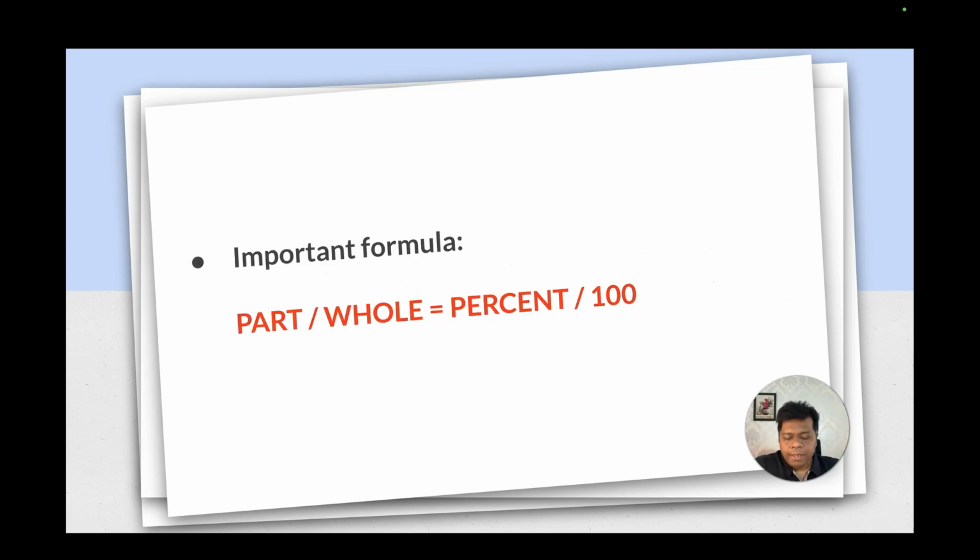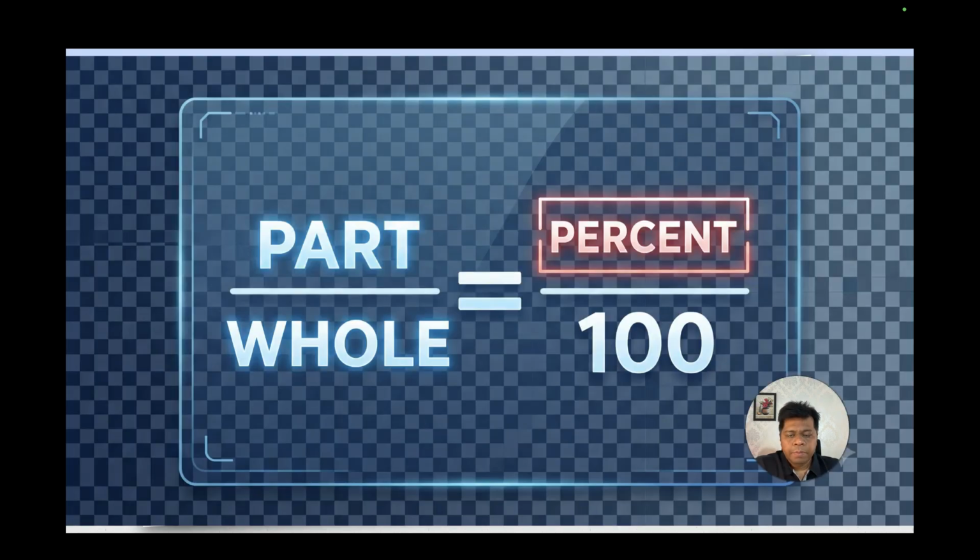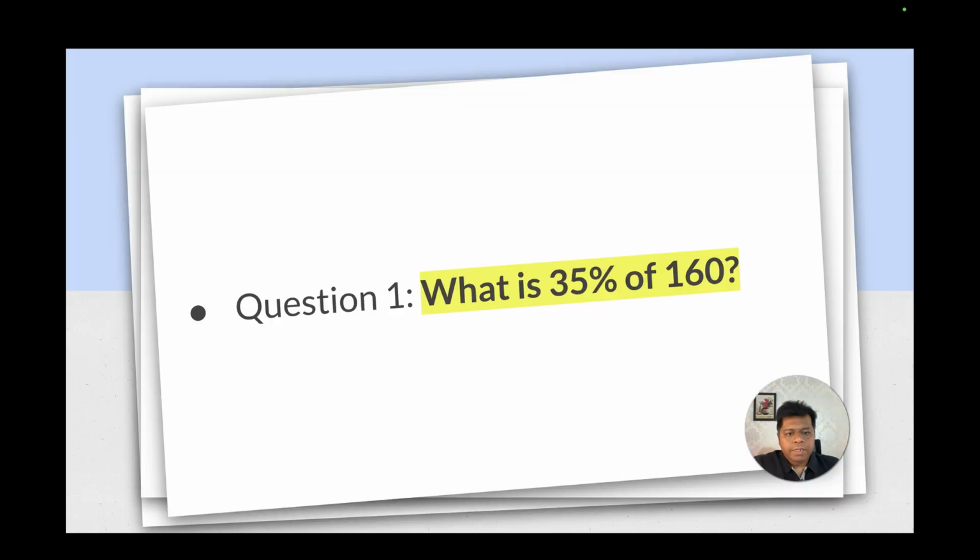Now here is an important formula. Remember this: part by whole equals percent by 100. Remember this image: part by whole, percent by 100. We are going to discuss one type of question today. There are different types of questions that come in GRE from the percentage chapter, but we are going to discuss one type today. So let's take the first question.